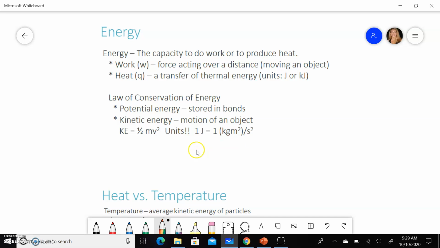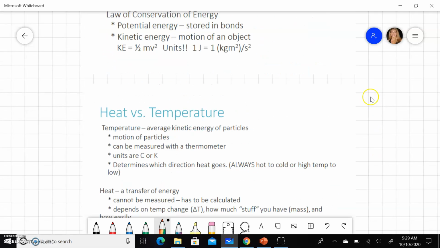So the thing about your units is that if you can get your mass, this m right here, into kilograms, and if you can get your velocity into meters per second, then when you plug those in and calculate, your final unit will be in joules. So be careful with your units when you plug those in.